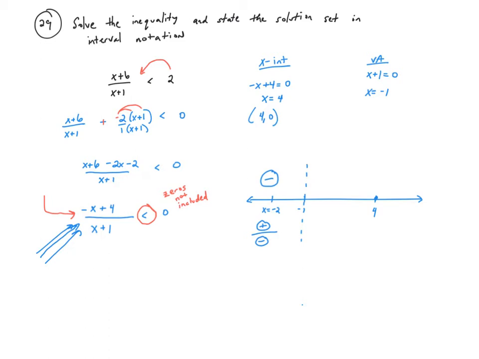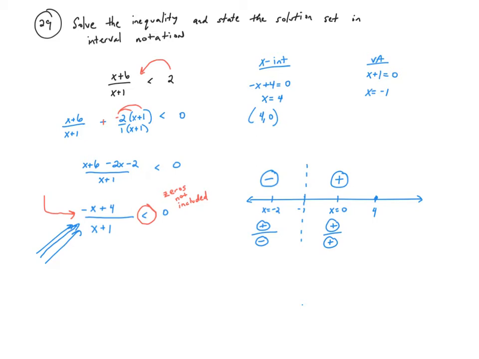Now we need a test value between negative 1 and 4. We can choose x equals 0. Plugging in 0 we'll get a positive number divided by a positive number. So the function is positive in this interval between negative 1 and 4.